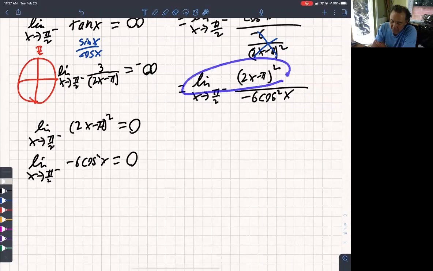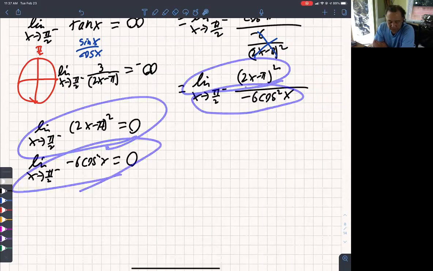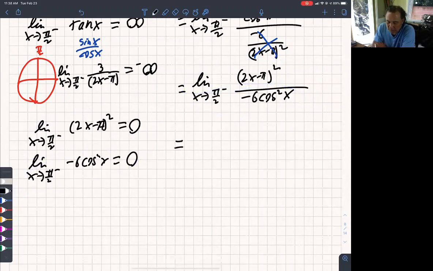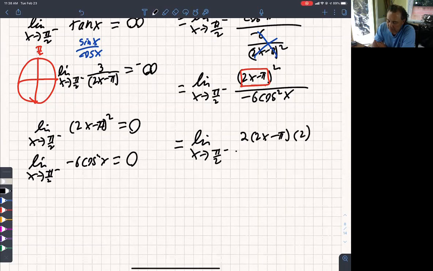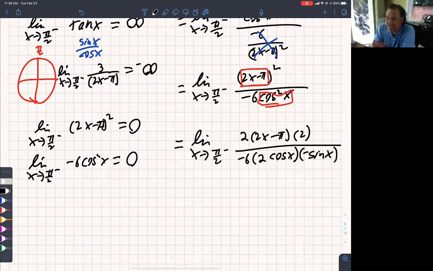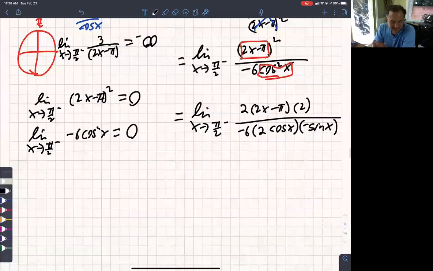But you stated the limit of the top is 0 and the limit of the bottom is 0, so you get to apply L'Hopital's. So you are allowed to take the derivative of the top and the bottom separately, and that will be the same limit. Okay, so the derivative of the top, we're going to do chain rule. It's box squared, so it's going to be 2 box to the first times the derivative of box. And on the bottom, you're going to have negative 6 box squared. So you bring the 2 in front, you're going to get box to the first power times the derivative of box, which is minus sine. Woo! That's a lot of work.